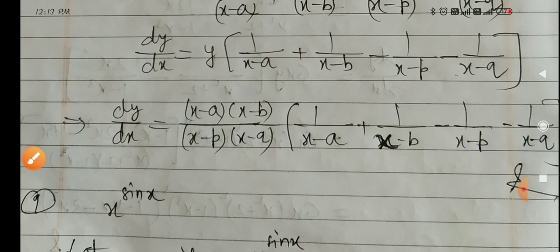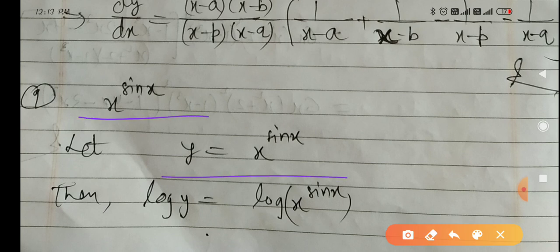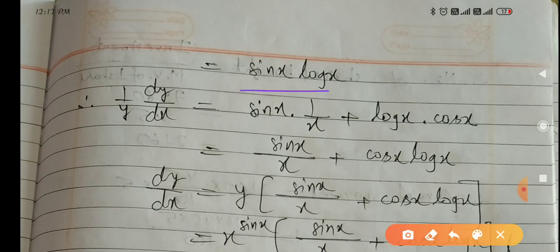Now question number 9, you see a different type of question I have taken here: x to the power sin x. Suppose this expression as y. Take log on both sides. Log y equals log of x to the power sin x. Sin x will go in front of the log, so it will give sin x log x. Log y equals sin x log x.